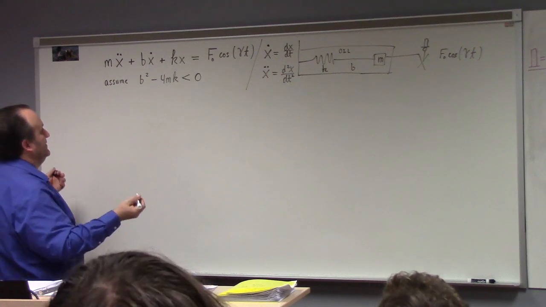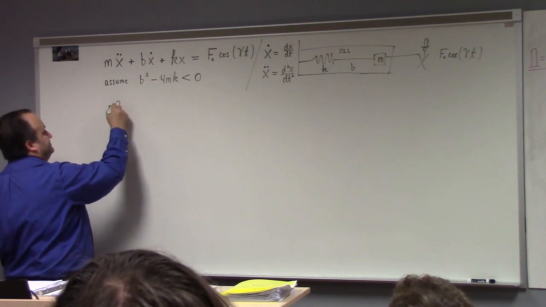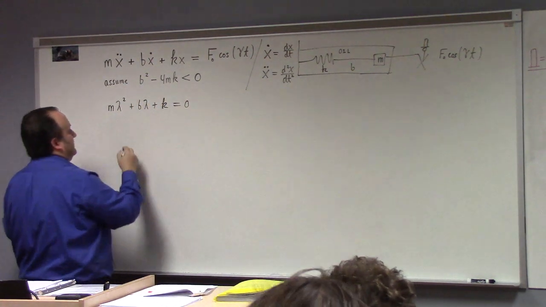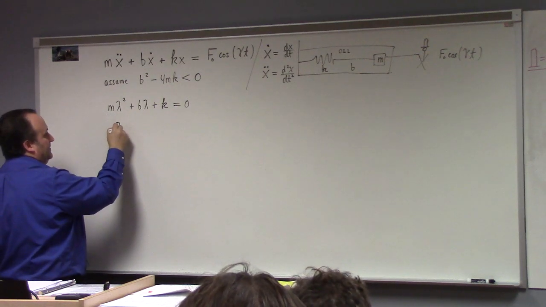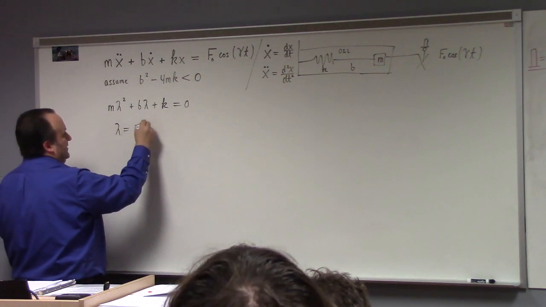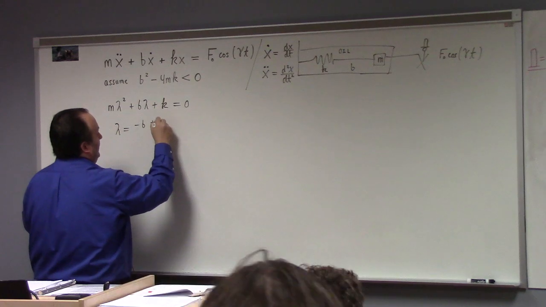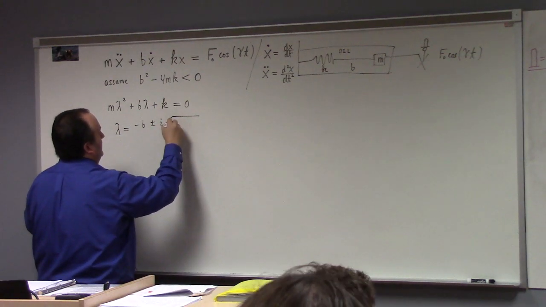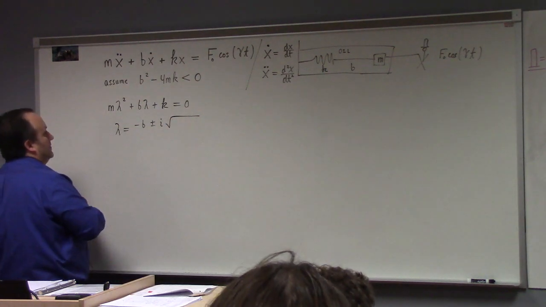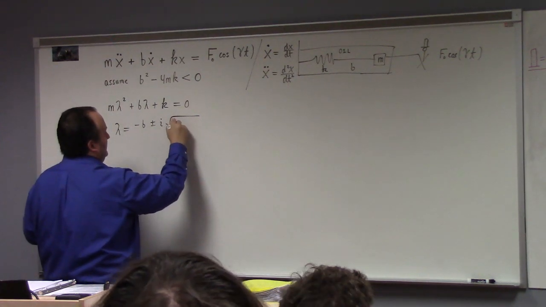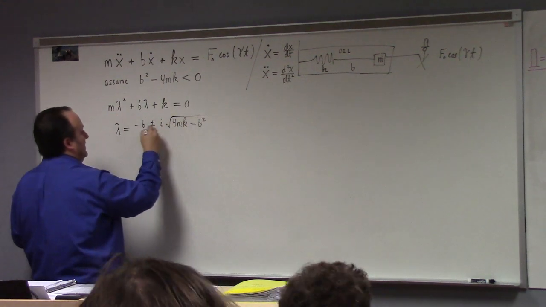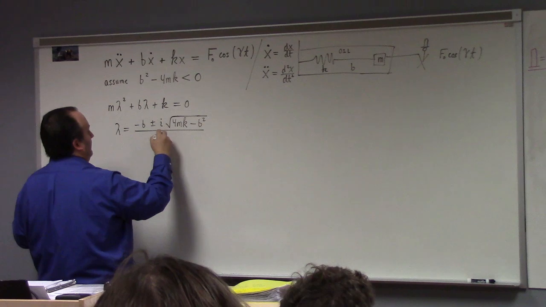But all right, so let's get to it here. So we've got m lambda squared plus b lambda plus k equals 0 for my characteristic equation, which of course gives me, well, I'll just get straight to it. It gives us lambda is equal to minus b plus or minus i times the square root of... we did this last time, so I'm not trying to go through it again. This is the underdamped case. That's right.